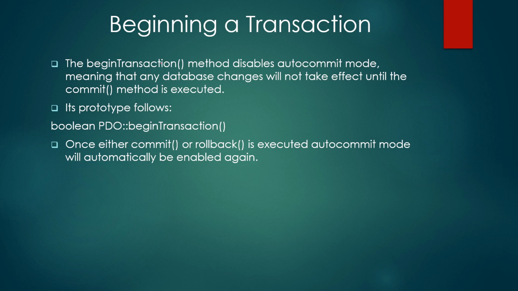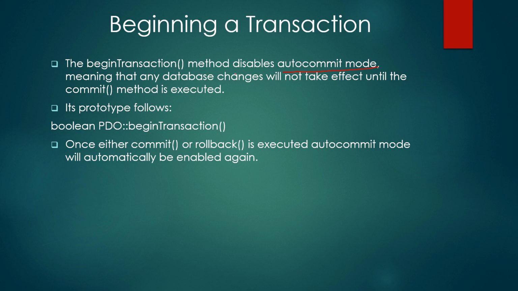Beginning a transaction. This method disables auto commit mode. Actually, by default, auto commit mode is on. That means whenever we insert any data or delete any data, that cannot be rolled back, meaning we cannot go to our previous state. That will be committed, meaning the changes will be committed. Let's say if I delete any particular row, then I cannot retrieve that row once again if the auto commit mode is on.